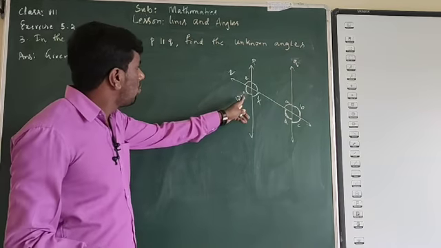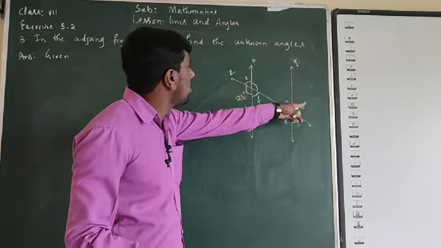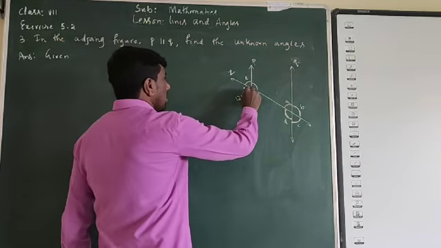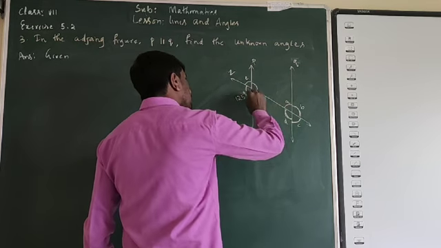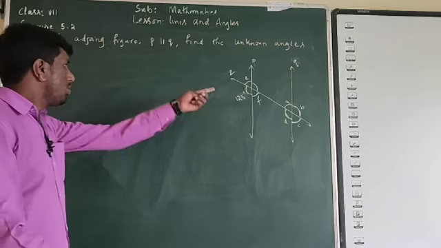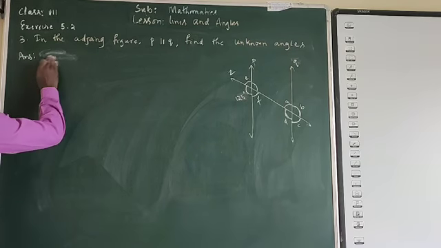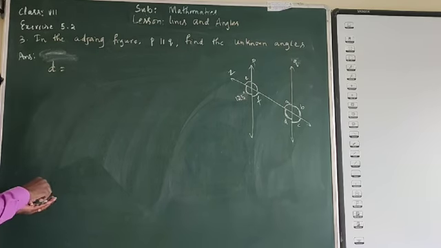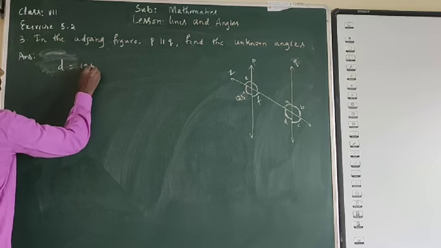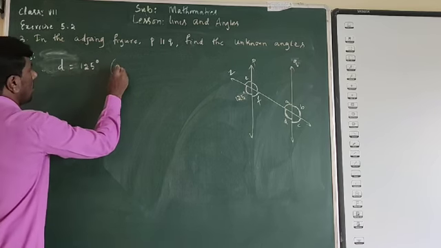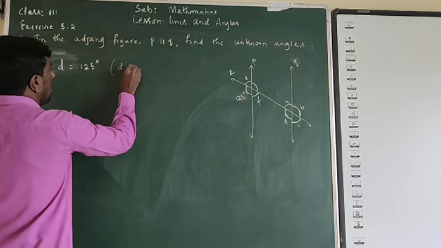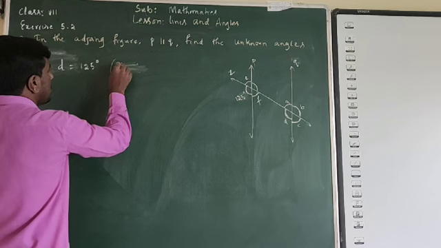Only this 125 degree is given. Using this, I should find all the unknown angles. We can easily find out, right? Because this is 125, this and this must be equal because these two are corresponding angles. So we'll write that D is equal to 125 degrees, because D and this are a pair of corresponding angles.